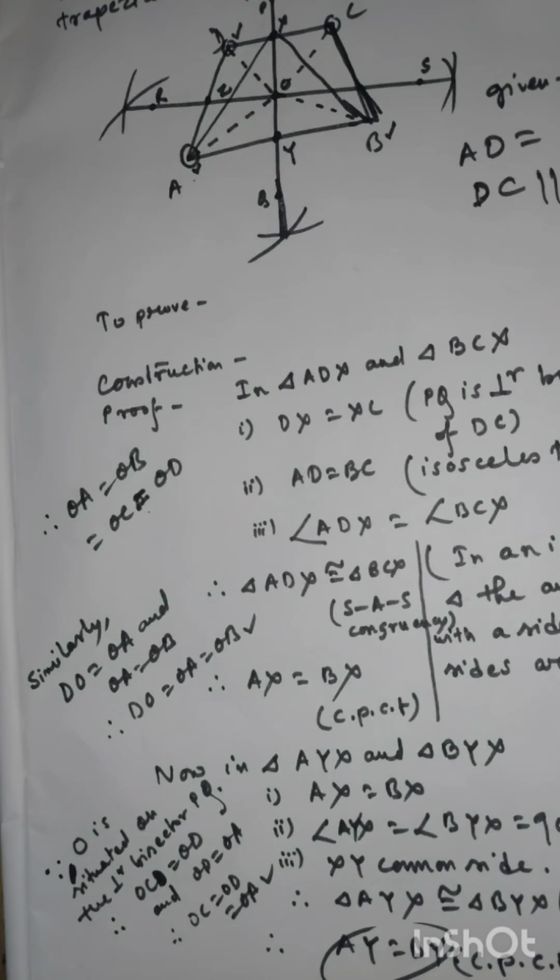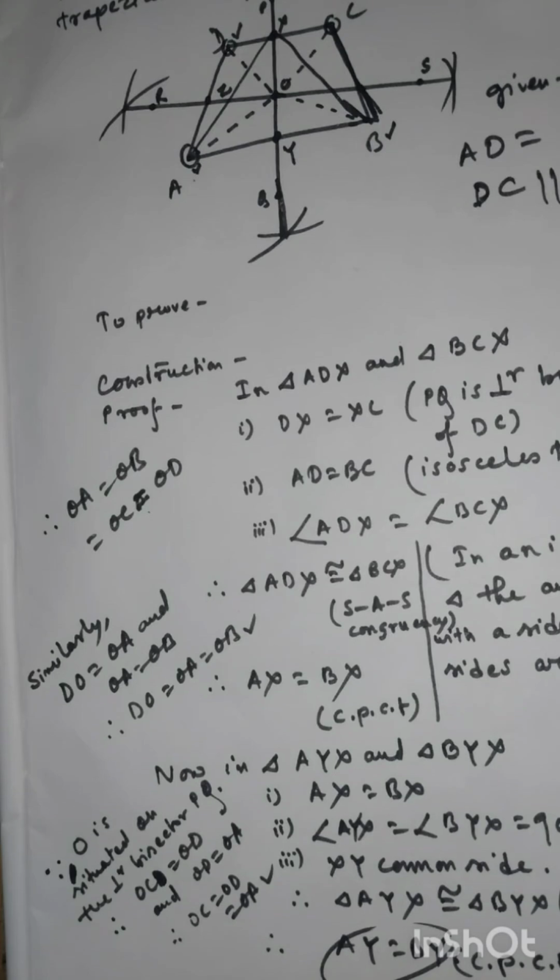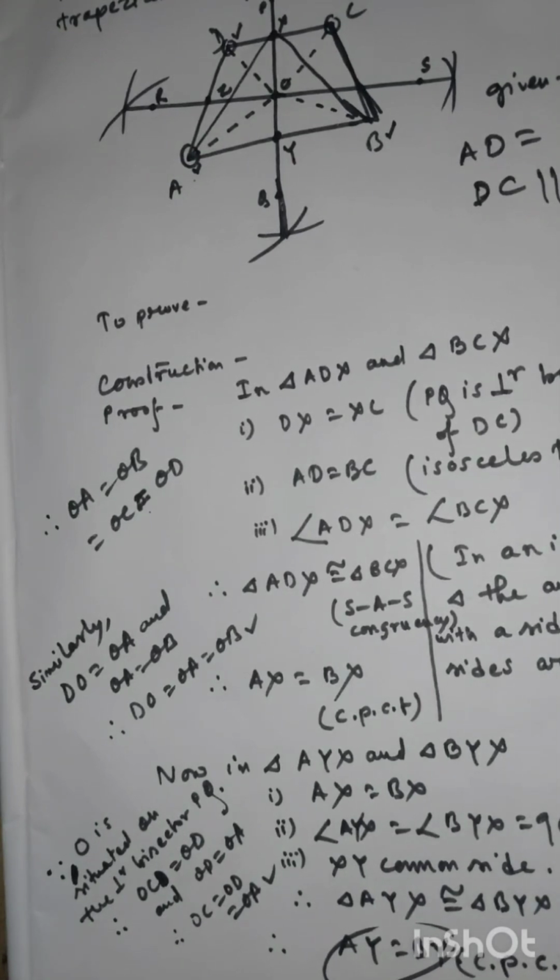Therefore, by taking O as center with the radius equal to the length of, let us say, OA, if we draw a circle, then it will pass through the points A, B, C, D. Okay, therefore now let us proceed to our next page.